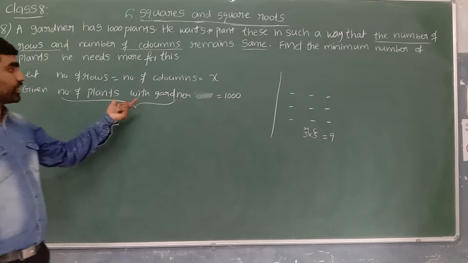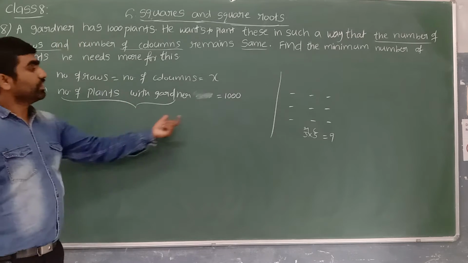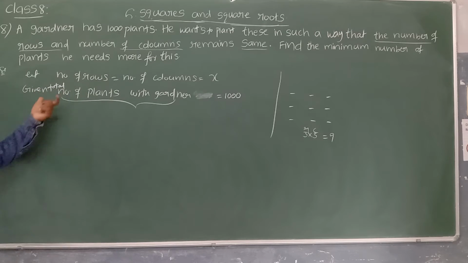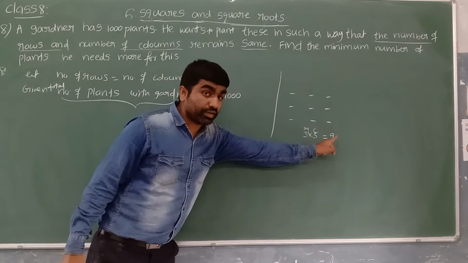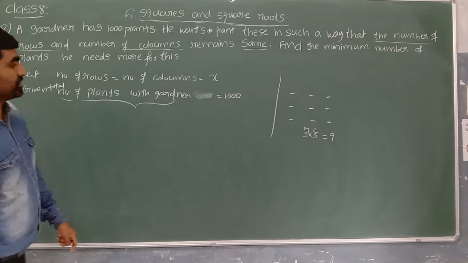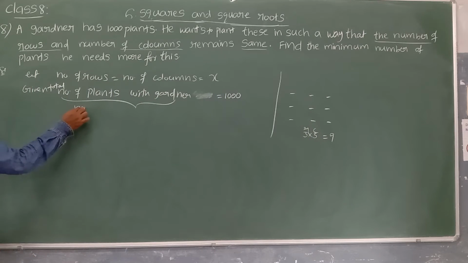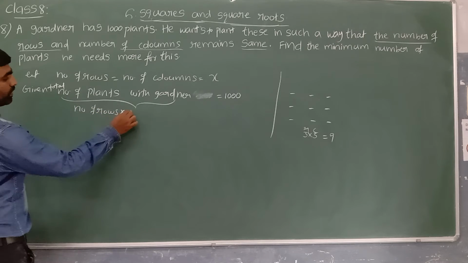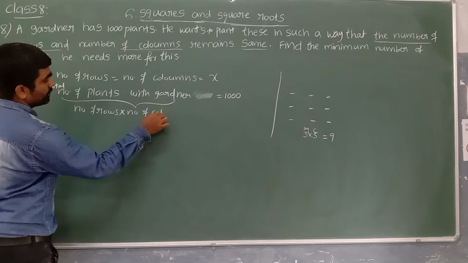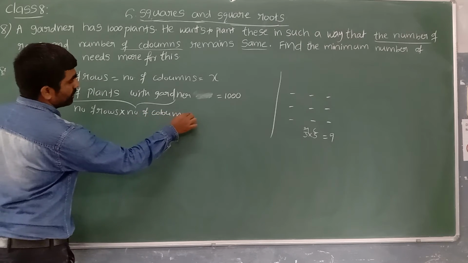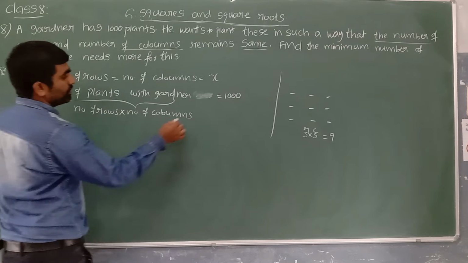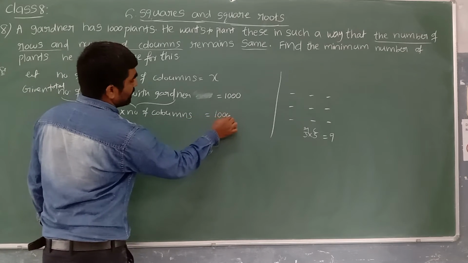Even here, in total how many plants does he have? 1000. How can I get the total number of plants in the garden? How did we get the total 9 here? By multiplying rows by columns. So here also I can do the same thing: number of rows times number of columns. Hope it is clear, I just made it as an example. By doing this, we can find the total number of plants he has.